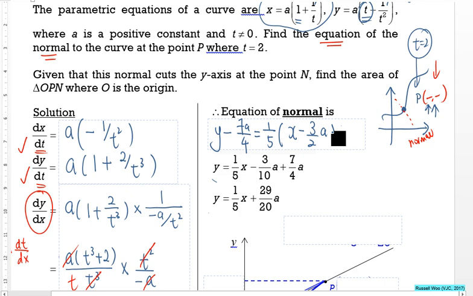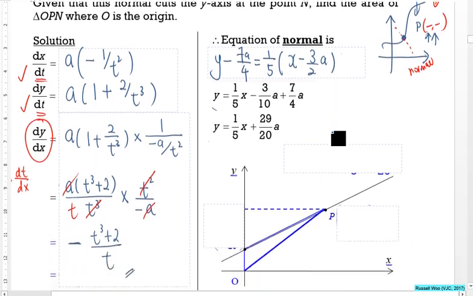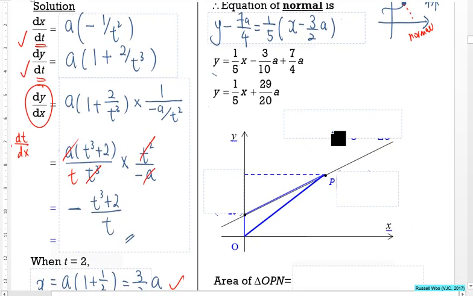Next part. Read the question. Look up. Given that this normal cuts the y-axis at point N, find the area of triangle OPN, where O is the origin. You have a diagram, a graph there that helps you a little bit. Can I have attention please? This one is the normal.